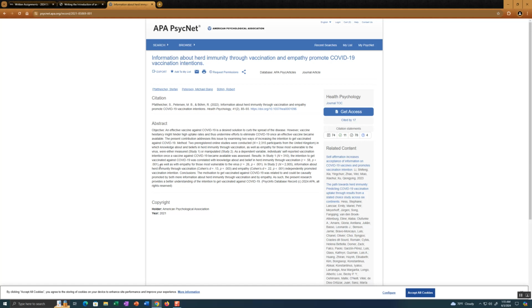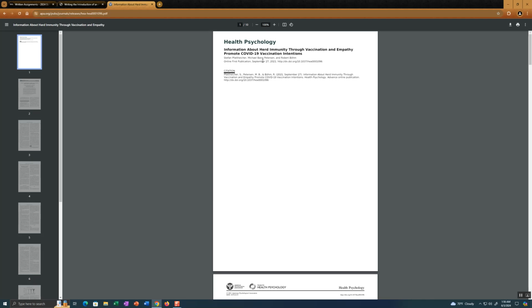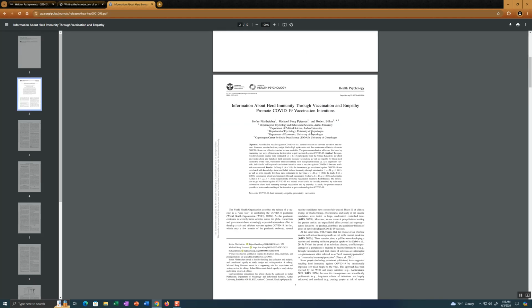So here's empathy. And you have a positive correlation. So there's an article that directly looks at empathy and vaccination. If that interests you, it's an interesting article, you read the whole article. To find the whole article, click either PDF or HTML. This is in the Journal of Health Psychology, which is a journal I read frequently. From 2021. These are your authors.